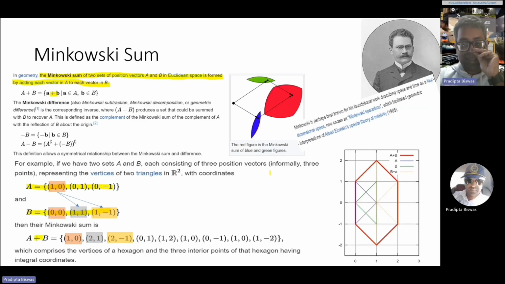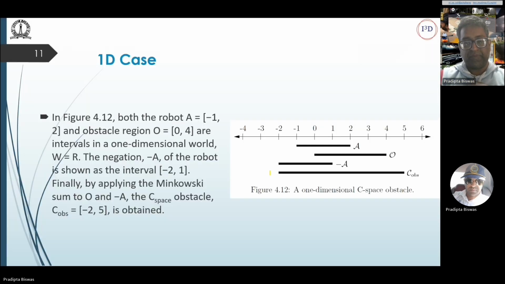So again, you can see these examples in Wikipedia, and we will use a very similar example for defining the half plane after a few slides. Okay. So let us first take the very simple example of the 1D case.